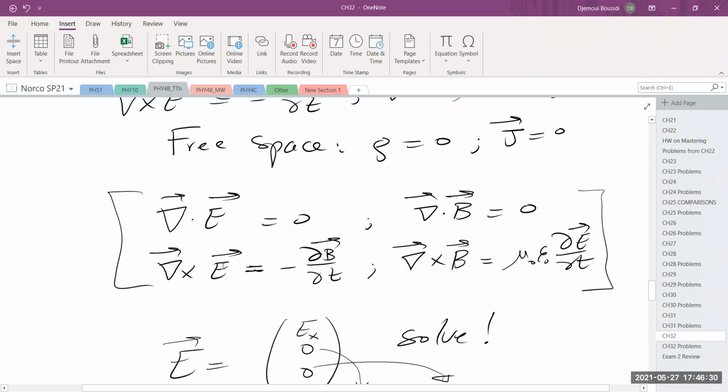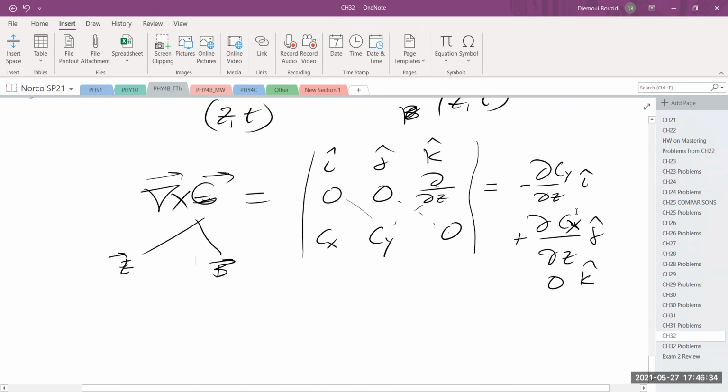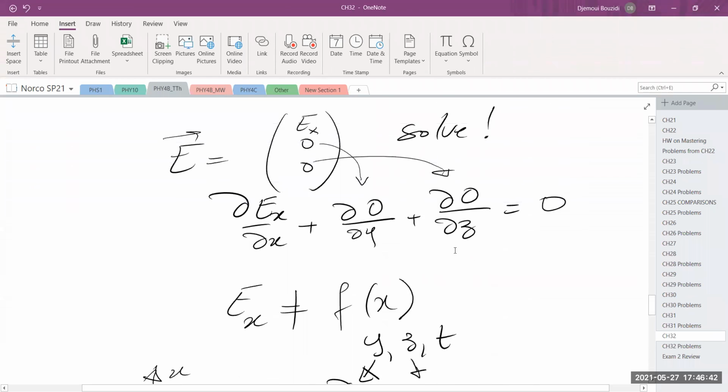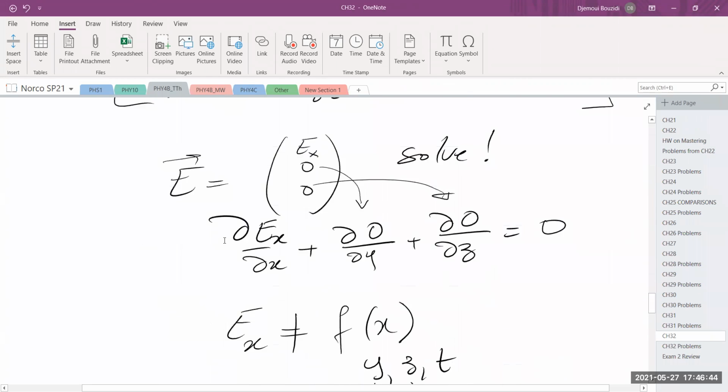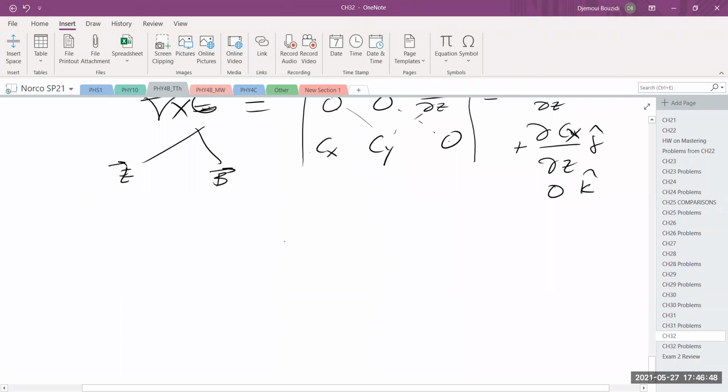Since this component is for E, and E is along the x direction, in this case that's the only one that is going to survive, and this is going to be in the j hat direction. So that's going to be the derivative with respect to z of Ex. So that's going to be the derivative of Ex with respect to z. So that's the entire curl. Everything is gone in the i hat direction, if you like.